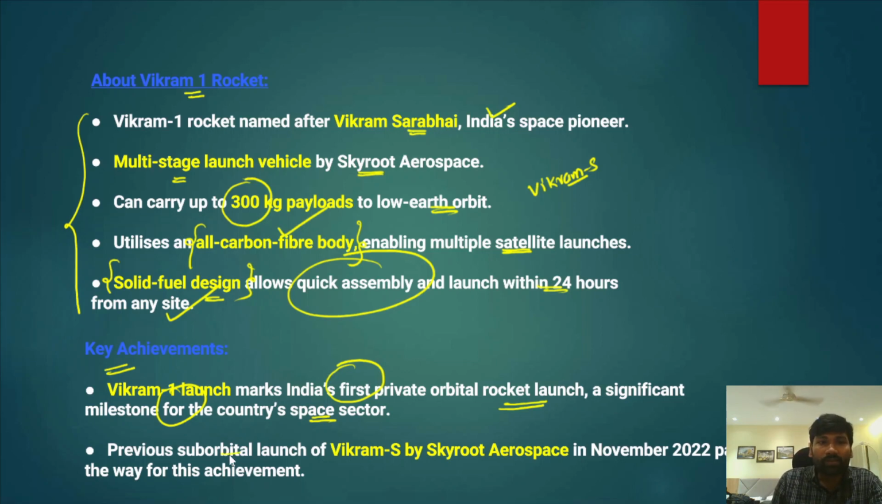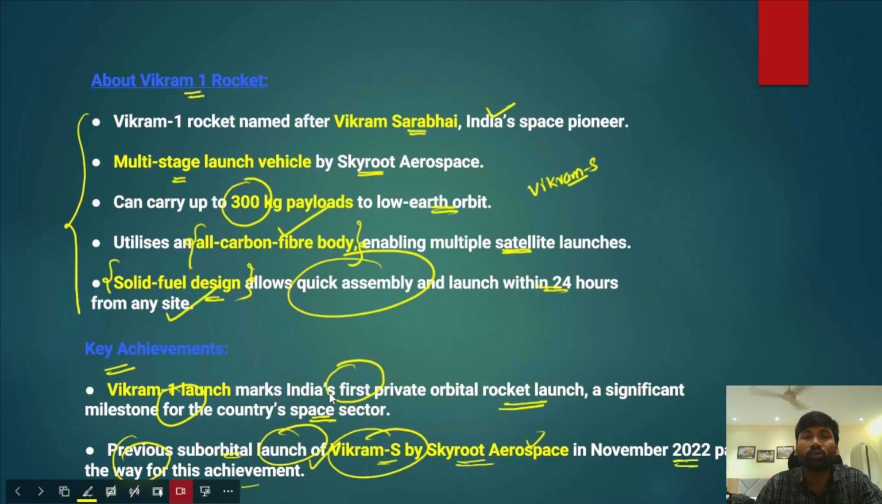So if you look at the previous suborbital launch, Vikram-S by Skyroot Aerospace, it was launched in November 2022, and that paved the way for the achievement of this Vikram-1 stage 2 rocket launch. Okay, so that's all about the Vikram-1 orbital rocket launch by a private space firm called Skyroot Aerospace.